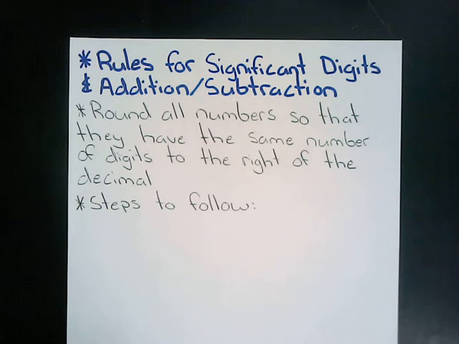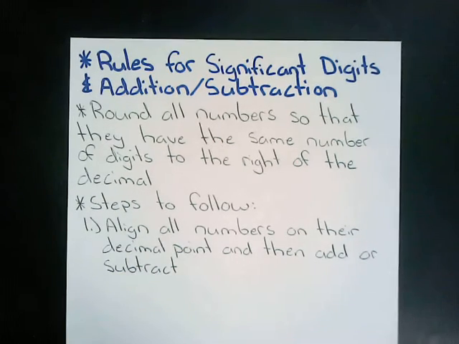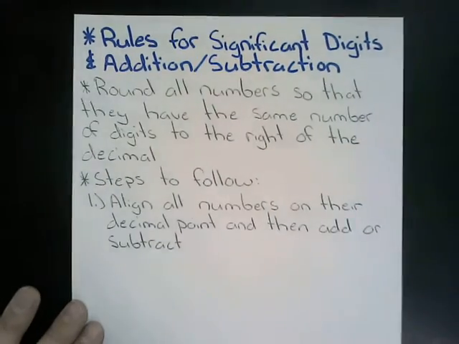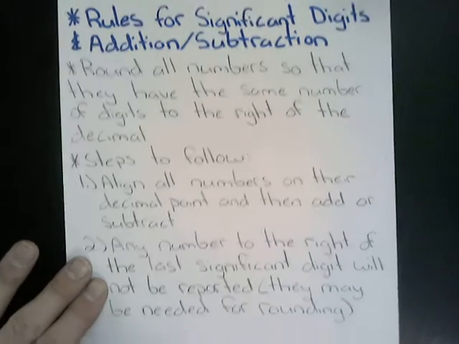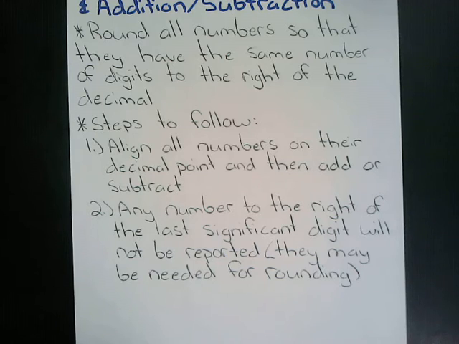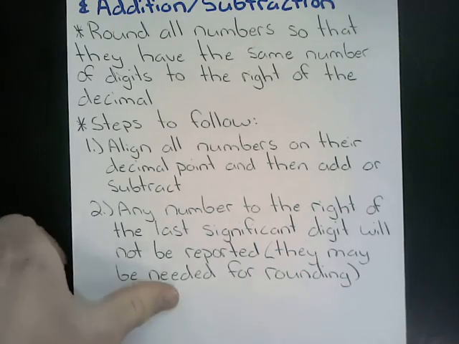So step 1 is to align all numbers on their decimal point and then add or subtract them. The second step is once these numbers are added or subtracted, any number to the right of the last significant digit will not be reported. Now, they may need to be there for rounding. All right, so I know this is additional rules that we have to think about here, but let's go through an example in our next page of notes.